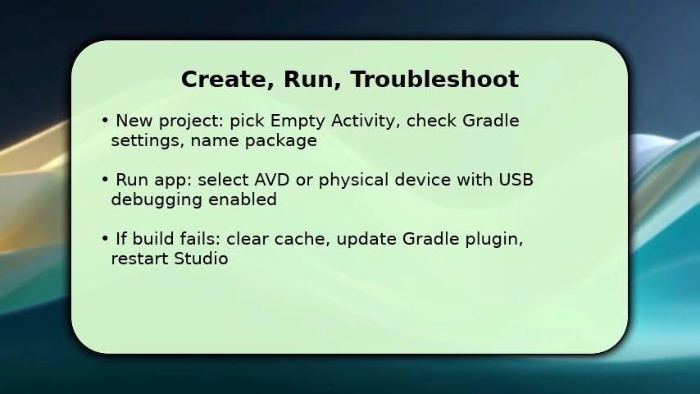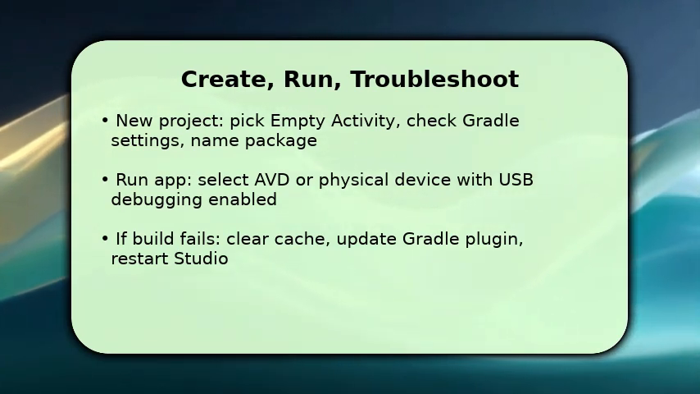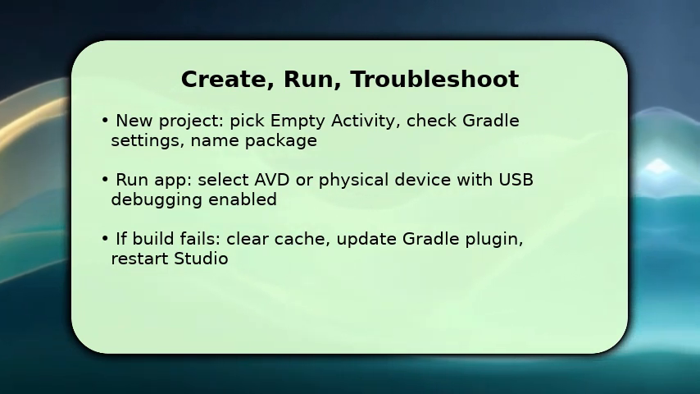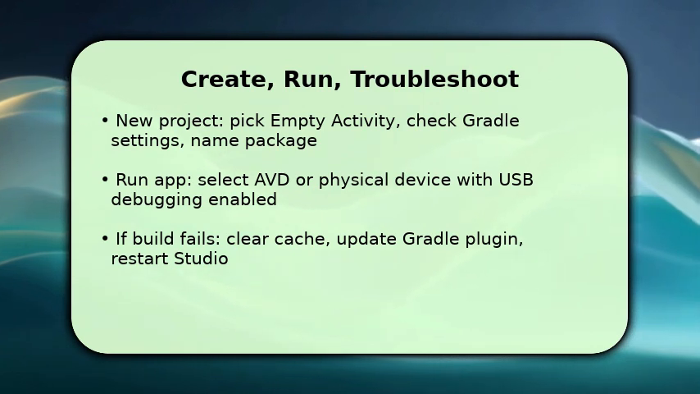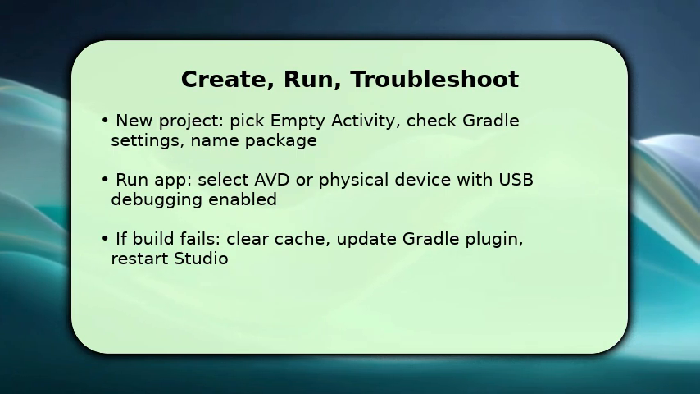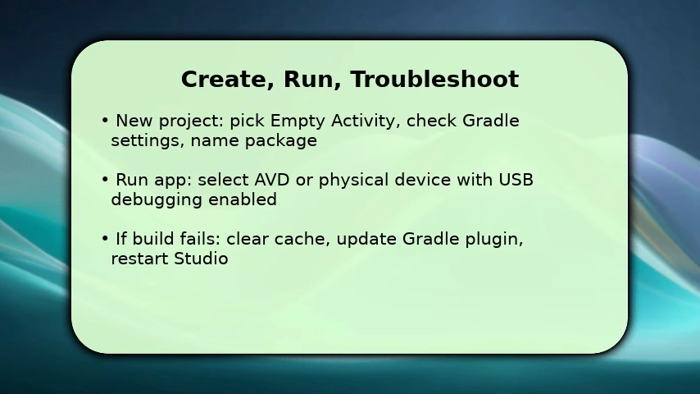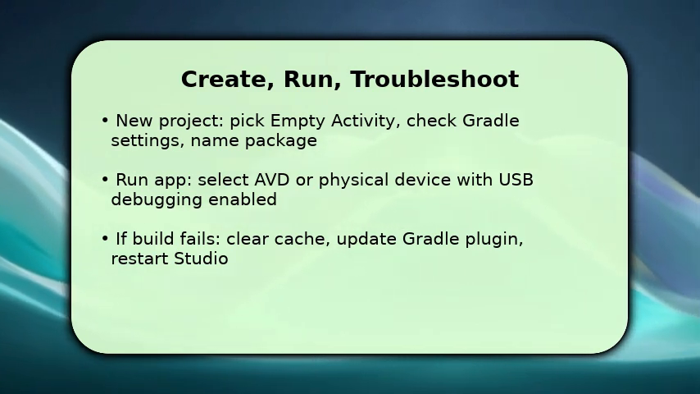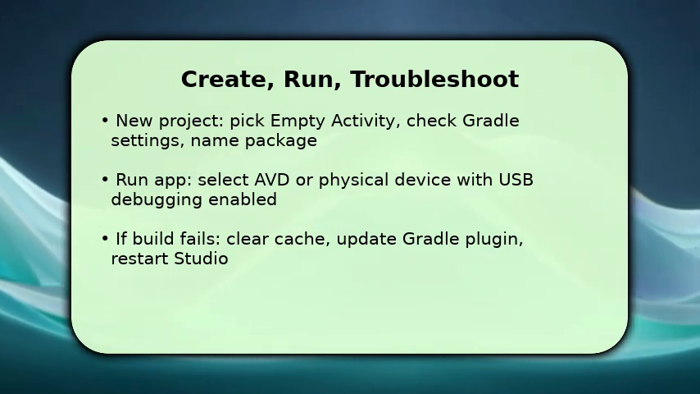Choose New Project with an empty activity, verify Gradle settings, and name your package. This scaffolds essential files. Next, run the app by selecting the AVD or connecting a physical device with USB debugging enabled. If the build fails, try cleaning the project, invalidating caches and restarting Studio, and ensure the Gradle plugin matches your Android Gradle version. One troubleshooting tip: update SDK components and restart Studio before deep debugging.